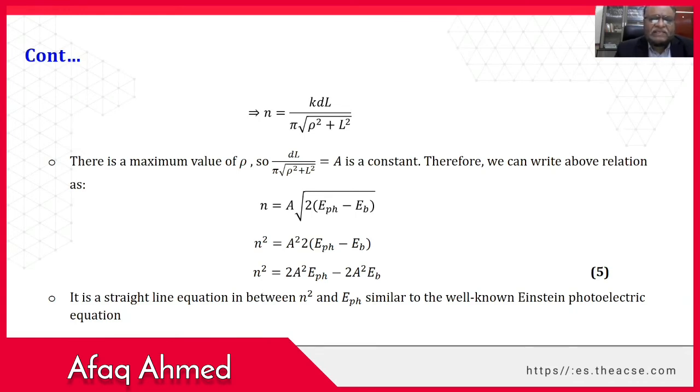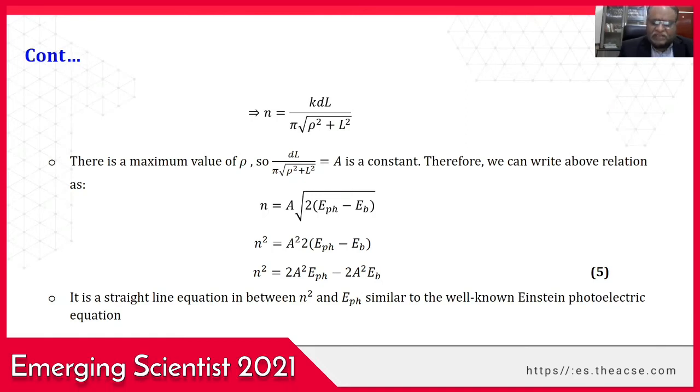When someone makes a graph between n² and E_photon, we will always get a straight line. So this equation 5 concluded that the number of peaks in the electron flux and the photon energy have a linear relationship, and this linear relationship guides us and finally gives us the electron affinity of the negative ion.